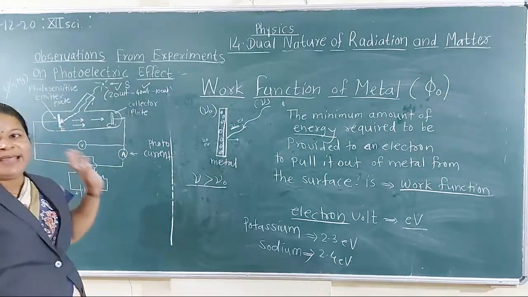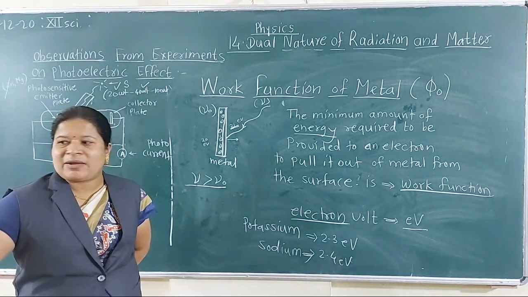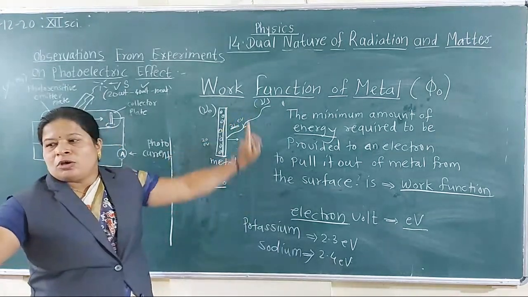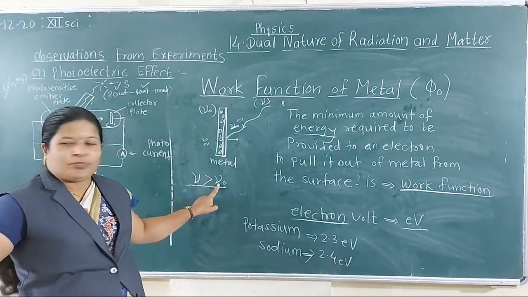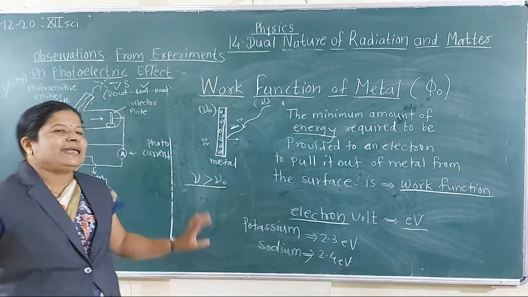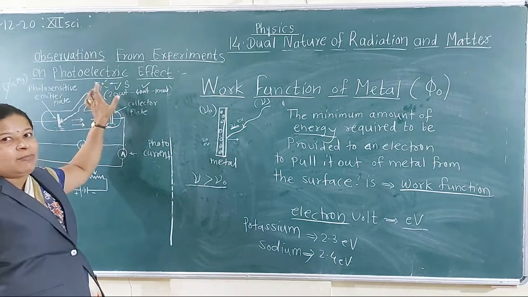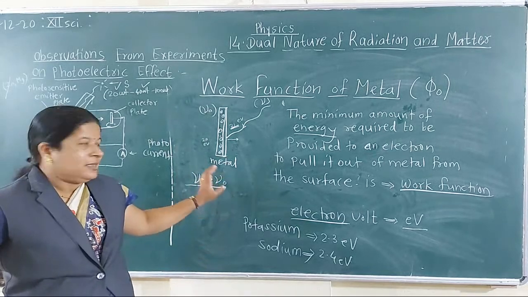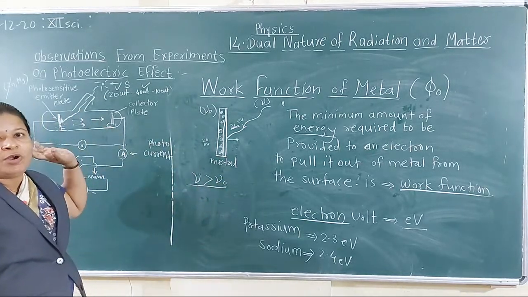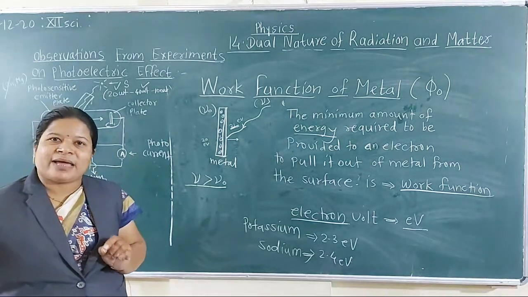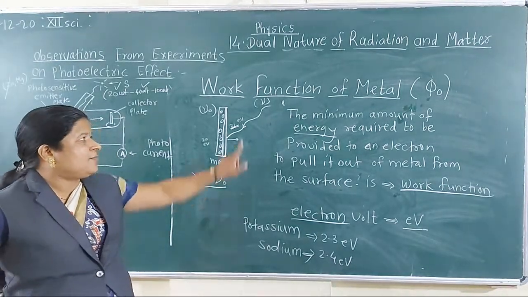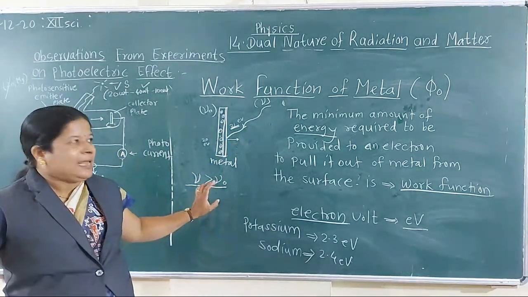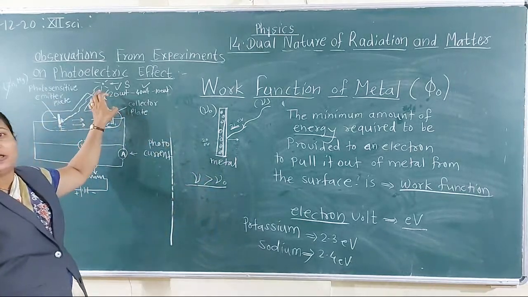Photoelectrons are always emitted if the incident frequency, call it nu, is greater than nu zero, even if the intensity is low. Remember these important points, student. These electrons we call photoelectrons. So photoelectrons were always emitted if the incident frequency is greater than nu zero, even if the intensity is low.